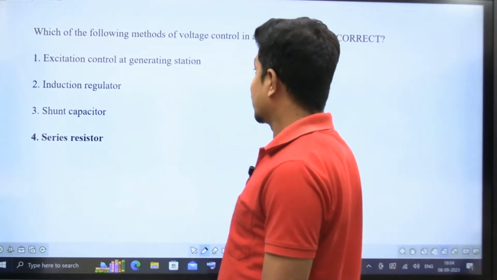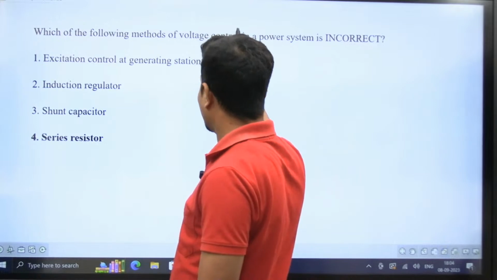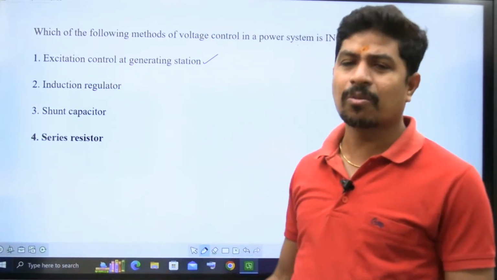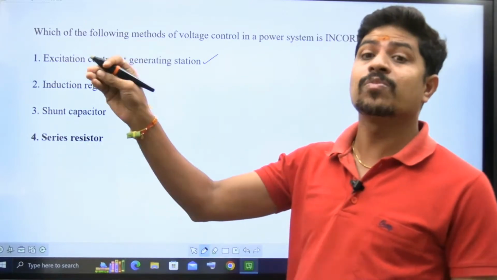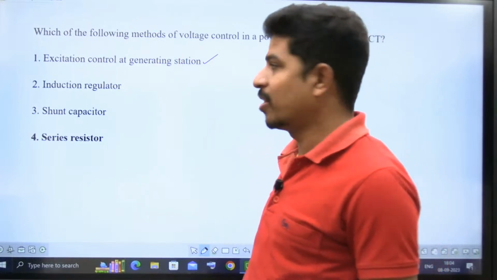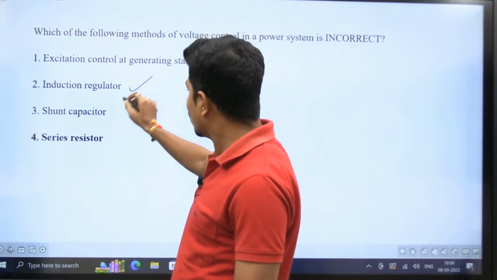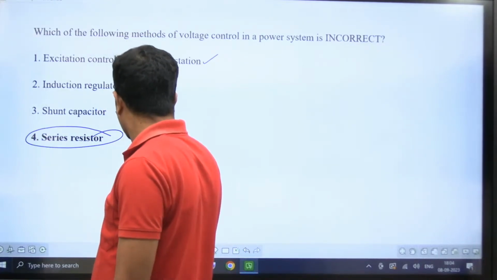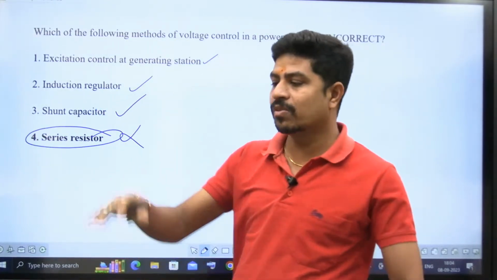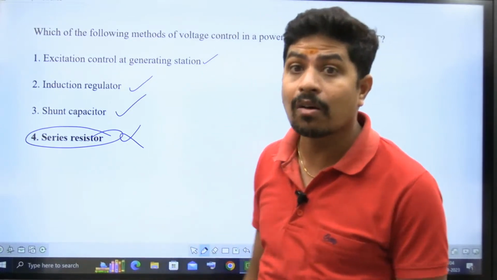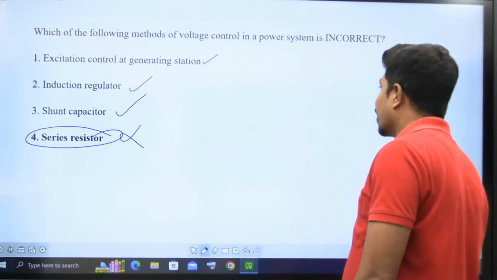Which of the following methods of voltage control in a power system is incorrect? Excitation control of generating station, we can do that, but practically it is not preferred for control of transmission or distribution voltage levels. Induction regulator, yes, we can do. Shunt capacitor, we can do. Series resistor, no, because it causes unnecessary power loss. If you want to reduce the voltage, we never go for a series resistor because there is huge power loss, right?